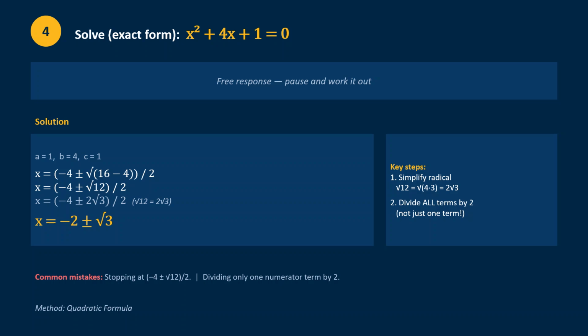Leave it in exact form. Do not approximate with decimals. A tip: whenever the problem says exact form, that means keep the radicals. Do not reach for a calculator.